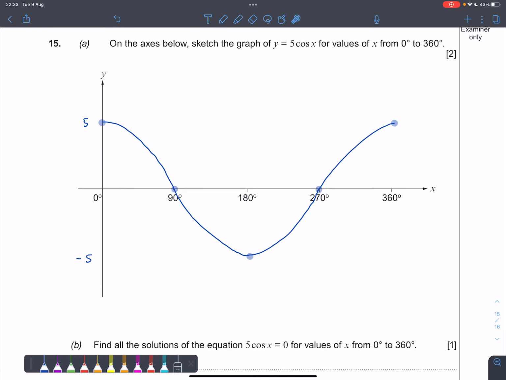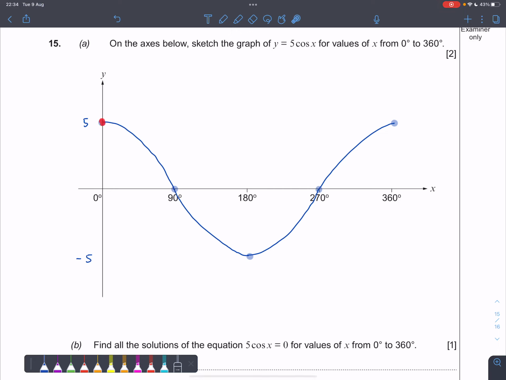So part B says, find all the solutions of the equation 5 cos x equals 0 for values of x from 0 to 360. Okay, so let's just check. We do have the same equation, so we can use this curve up above. And we want all the times that this curve is equal to 0. Well, let's have a look at what happens.